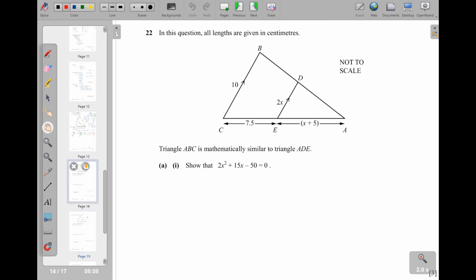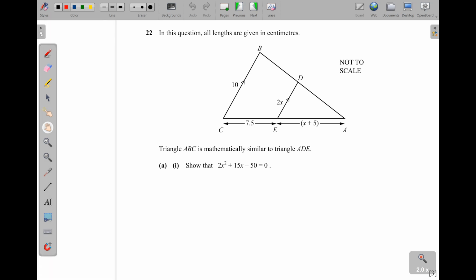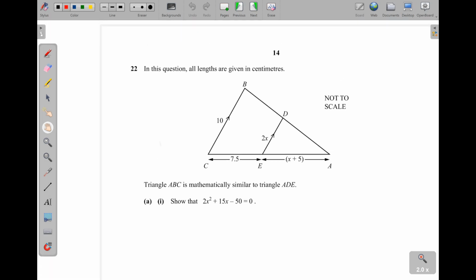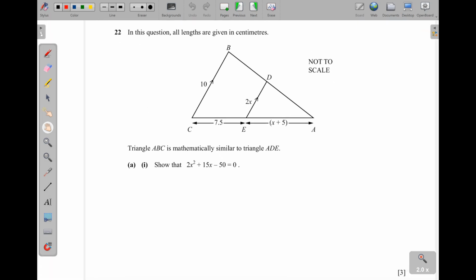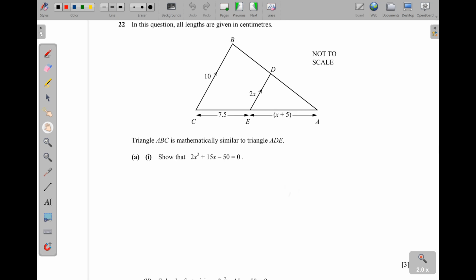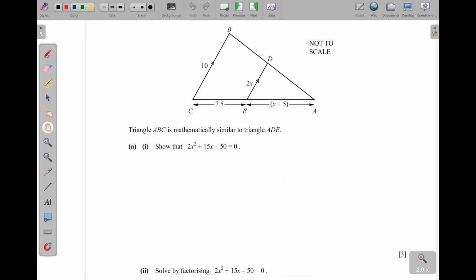This is number 22. They are saying in this question, all lengths are given in centimeters. Triangle ABC is mathematically similar to triangle ADE. Show that 2x squared plus 15x minus 50 is equal to 0. So we are having two triangles here which are similar. Okay. We have the big one. Okay. The big one. And then we have the smaller one.